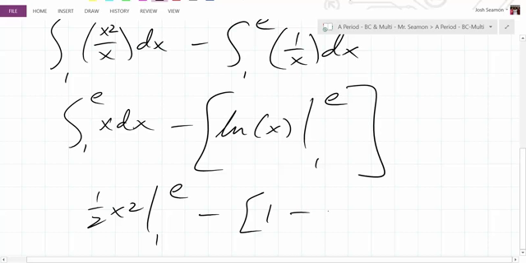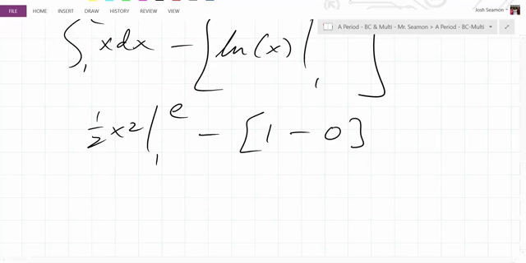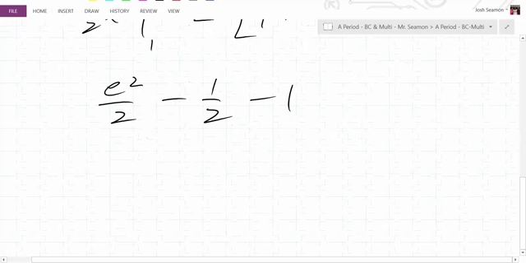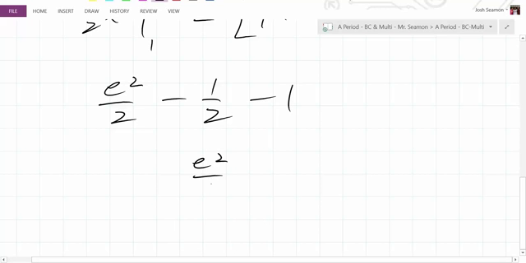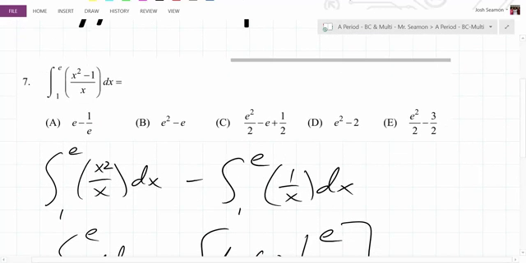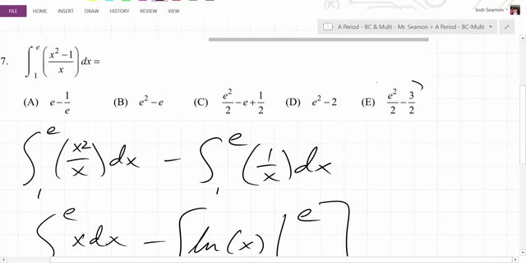1 minus what? Ln 1, right? So what do you have here? e squared over 2 minus 1/2 minus 1. I think I'm doing this right? Yep. e squared over 2 minus 3/2. Is that one of the possible answers? Yeah. Minus 3 over 2. Which one is it? Is that e? Yeah, there we go. Cool.